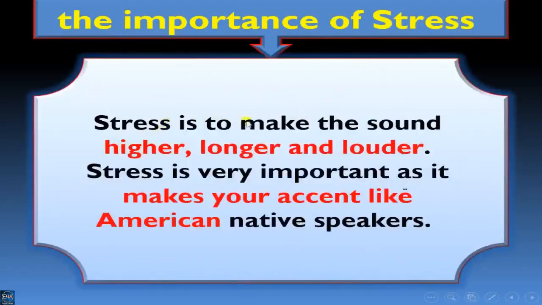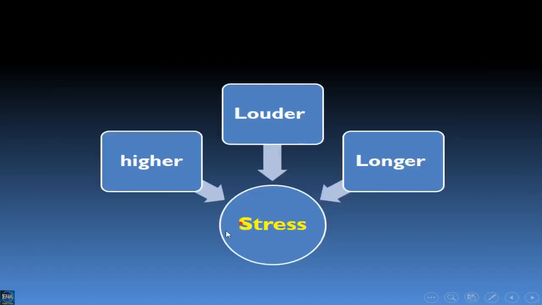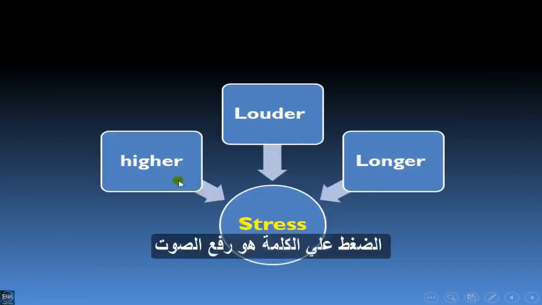So stress is to make the sound higher, longer and louder. This is the meaning of stress. Stress is very important as it makes your accent like American native speakers. Now stress is to make the sound higher, louder and longer. Stress again is to make the sound higher, louder and longer.